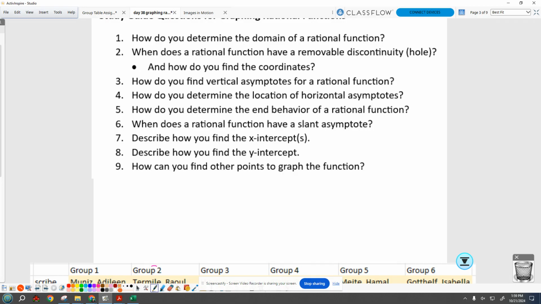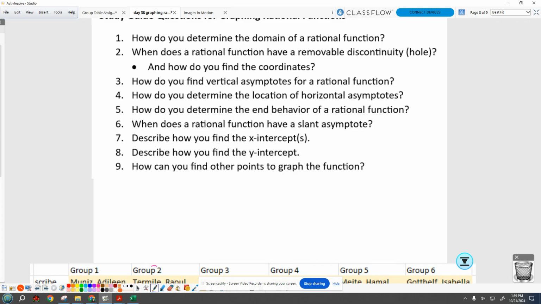So, how do you determine the domain of a function? It says exclude all values that would make the denominator 0. Perfect, I agree. First step, find all the places where the denominator is 0, which has some math involved in that, maybe some factoring.